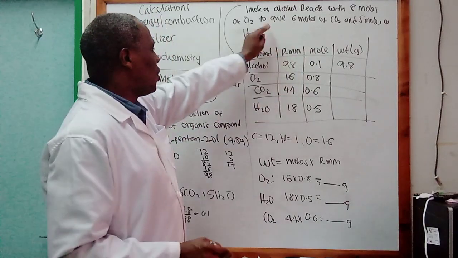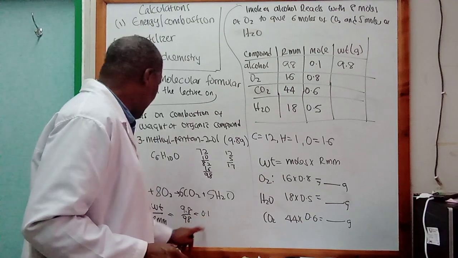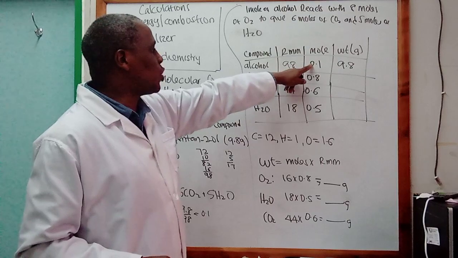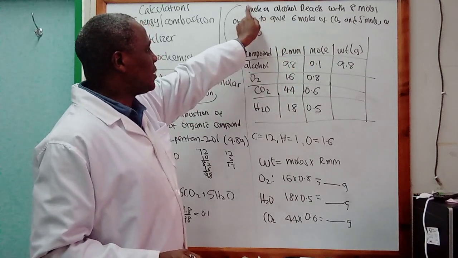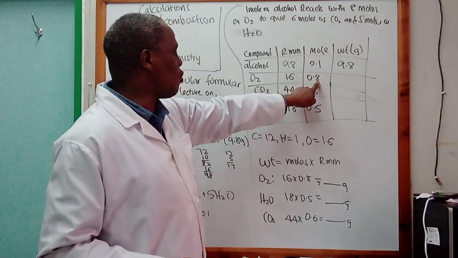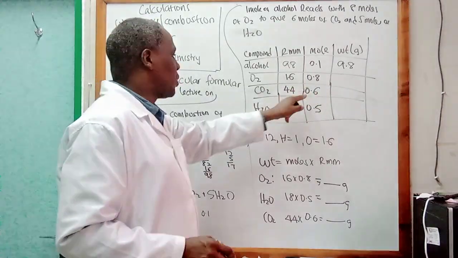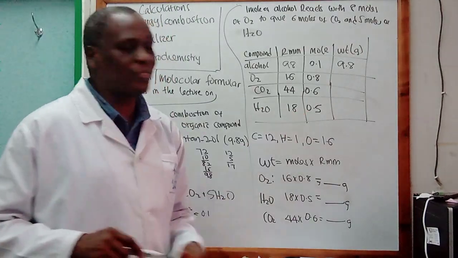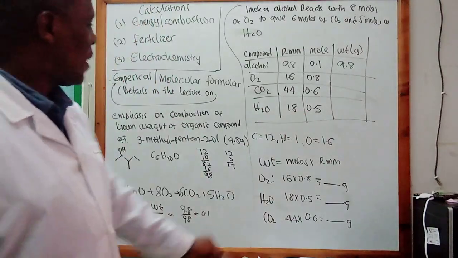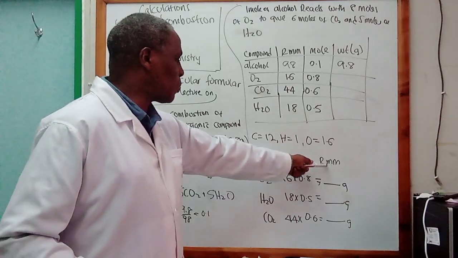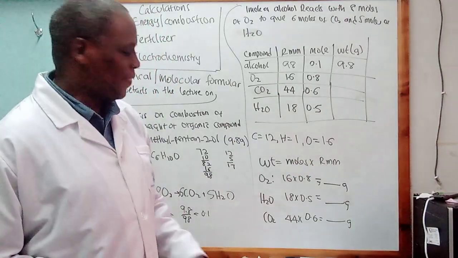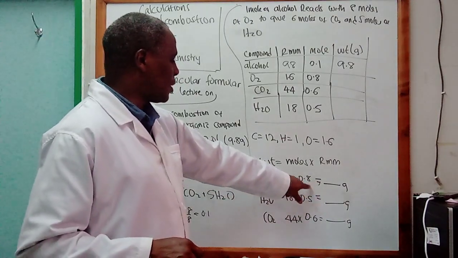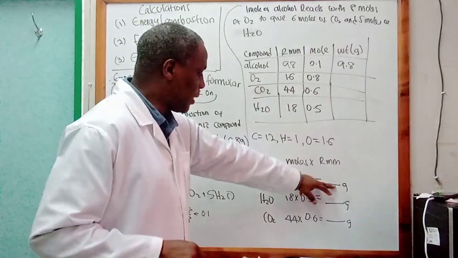From what you know here, 1 mole of this means that if you have 0.1 mole of the alcohol, it reacts with 0.8 moles of oxygen to give 0.6 moles of carbon dioxide and 0.5 moles of water. And then, based on the fact that the weight is moles multiplied by the relative molecular mass, I've not done this calculation, but you just do 16 times 0.8 with a calculator and you'll be able to get the grams.